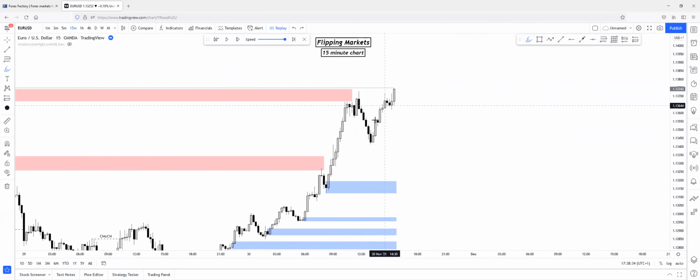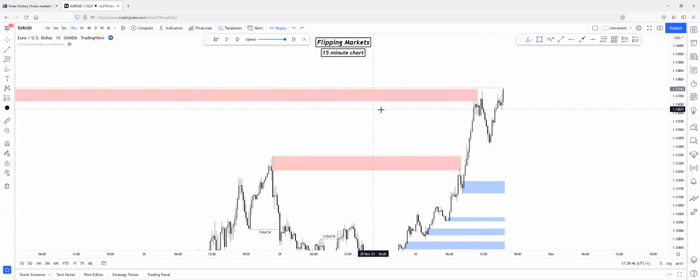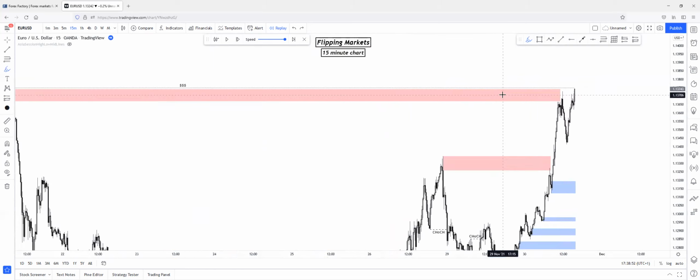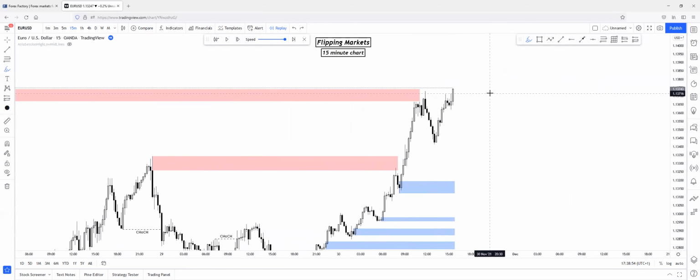And after the false change of character, it's coming back up to collect more orders on this zone, because just imagine how many sellers are opening positions on this weak high, because they thought that this is a change of character on this 15-minute chart, but they didn't notice the 4-hour liquidity line from above this supply zone, right? So market is just collecting more liquidity to be swept.